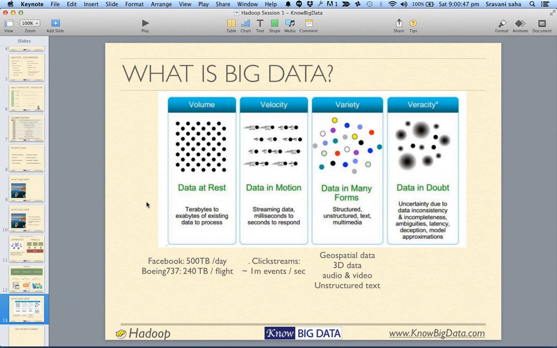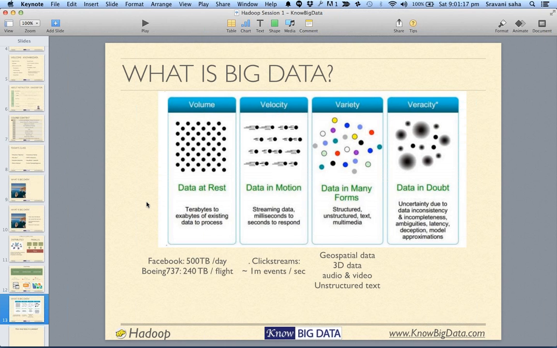And third is variety. If the data has lot of types, or the kind of processing, a little bit extension of variety, the kind of processing we are doing on our data, if it is complex, then even the small data with a small volume and small velocity can become a big data problem. All right, I'll give you one example of each.